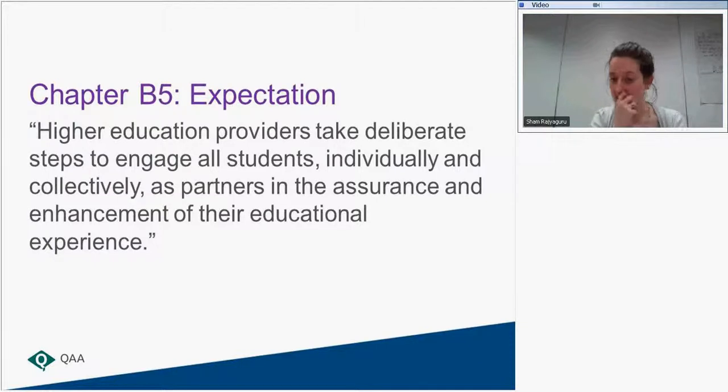Why do you think that these are key words that have come out of this expectation? That was deliberately put in. Engagement could mean various different things in higher education, but this is specifically about education. Deliberate, that's a good one. So those are the important words.